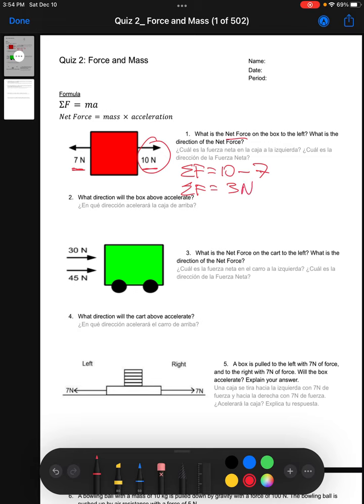And what direction will the box accelerate? What direction will it move? It will move to the right.